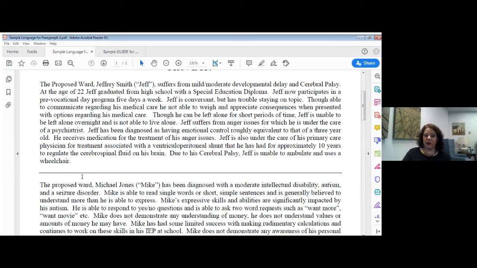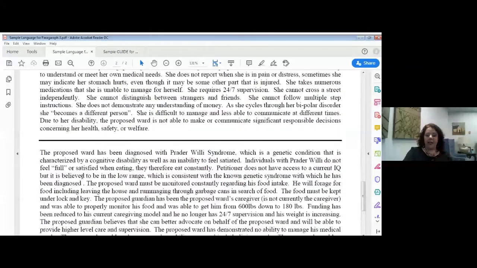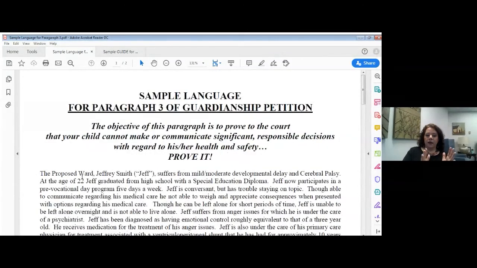And as you read through these various scenarios, because we've got several of them provided, anything that is applicable to your child, I would say highlight it and then throw it all together when you do the petition. Because this is really the crux of it. If the court looks at the petition and says there's not enough information here, they are going to dismiss that petition and send it back to you. And then you're back to square one, having to file again, including that hefty filing fee.